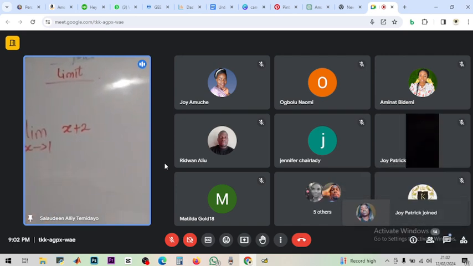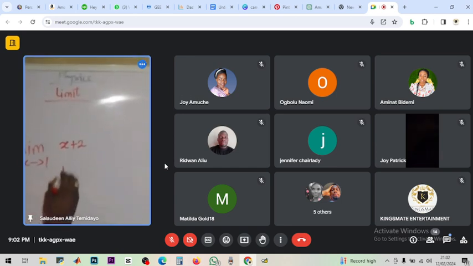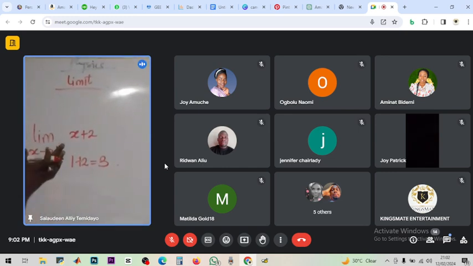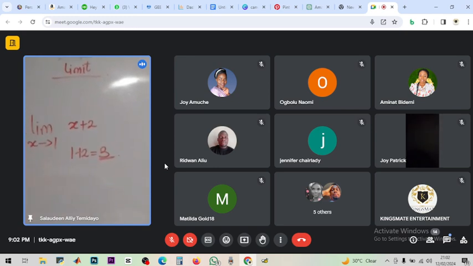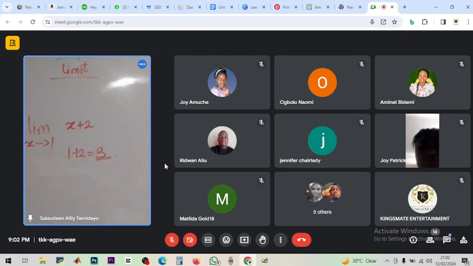There are methods used in limits. We have the replacement method, which is the most common method. To limit x to 1 means, with the replacement method, replace x with 1. 1 plus 2 is what? 3. So that is limit x to 1, and you have 3 as your answer. It's as simple as this, just that it becomes complex as it goes on. So now we have to listen carefully.